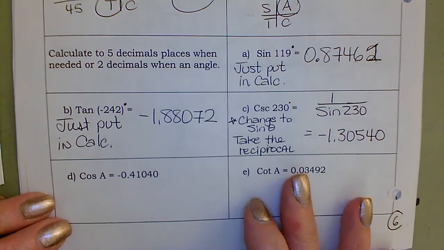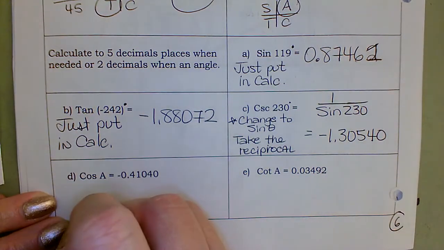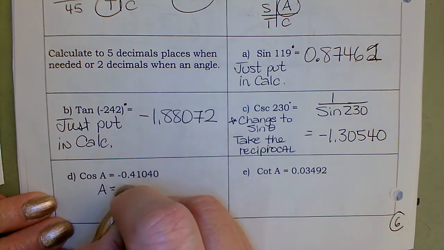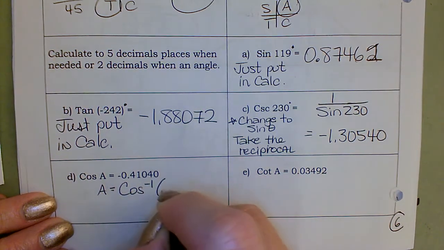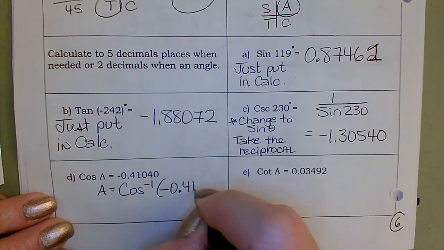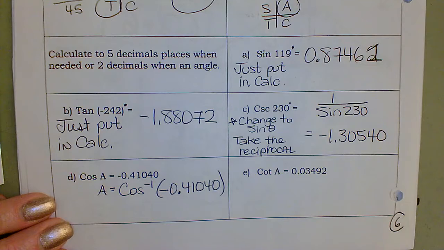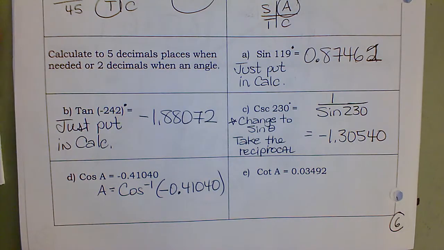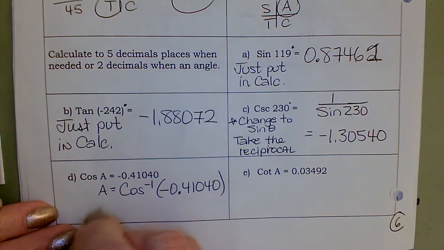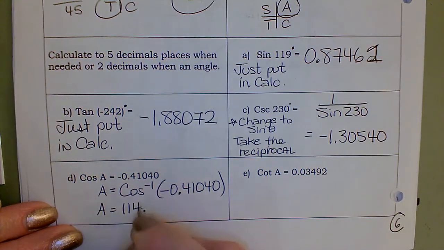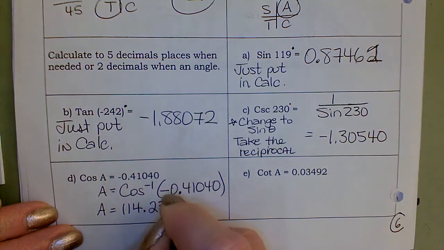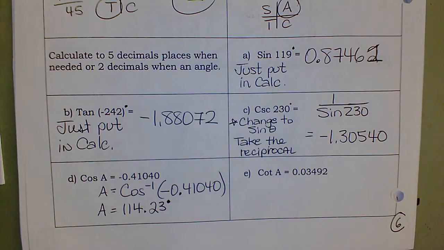Let's look at this one. So these ones are finding the angles. So anytime we're finding an angle and we just have a cos, remember, we move it to the other side by going cos to the negative 1 of negative 0.41040. All right. So I go second function cos, negative 0.41040. And I end up with A being 114, and they want 2 decimal places, so we'll go 2 decimal places, 23 degrees. So we're looking for angles this time.